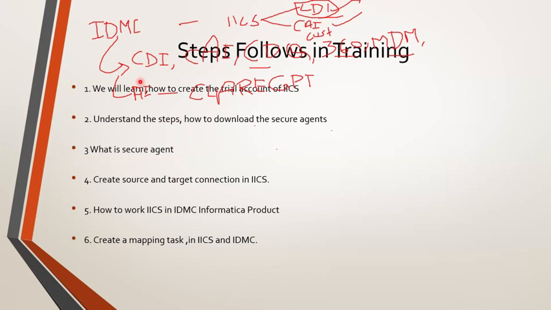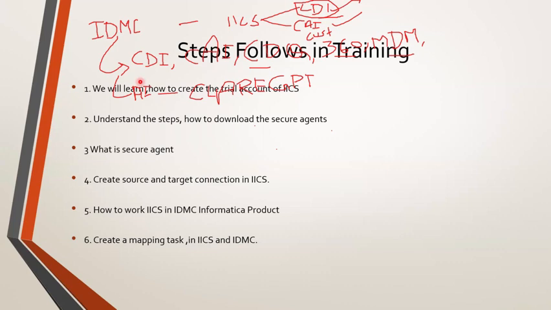Now, the fourth point: I will explain how to create the source and target connection. Let's suppose I want to load data from any folders, so I will create the FTP connection. And if you want to load those data into Oracle, I will explain how to configure the Oracle connection. Now, the fifth point: I will explain how to start working in IICS in the IDMC Informatica product, right? Which product we are going to use, how to select those products, and how to switch if you want to work in parallel. These kinds of things I will explain in the fifth point.